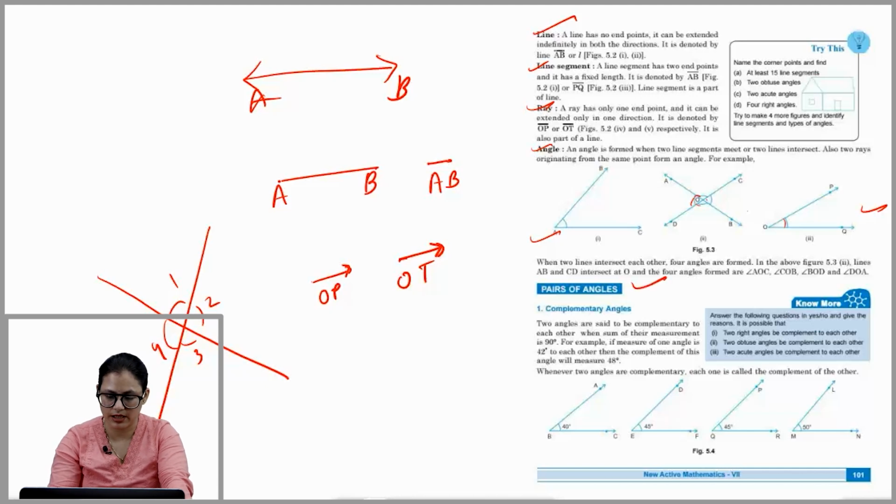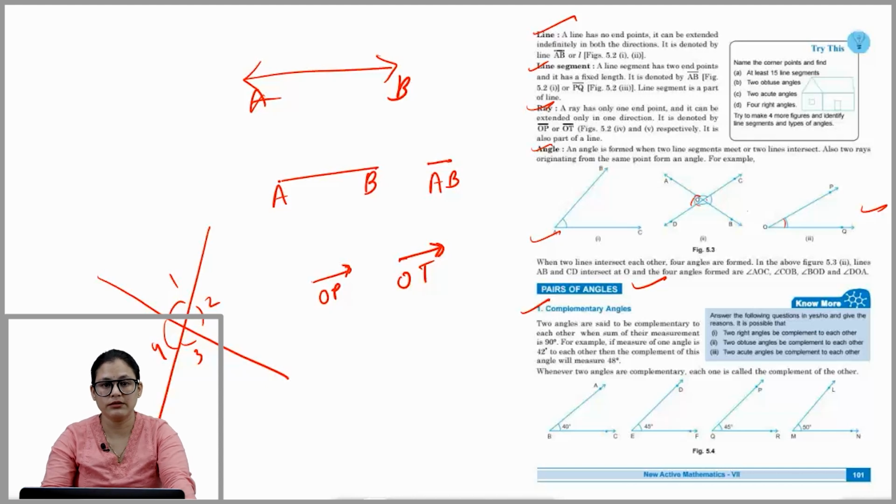Pairs of angles. Number 1, complementary angles. Two angles are said to be complementary to each other when the sum of their measurements is 90 degrees. For example, if the measure of one angle is 42 degrees, then the complement of this angle will measure 48 degrees. Whenever two angles are complementary, each one is called the complement of the other, okay?